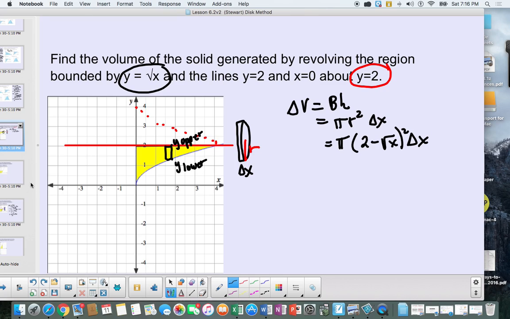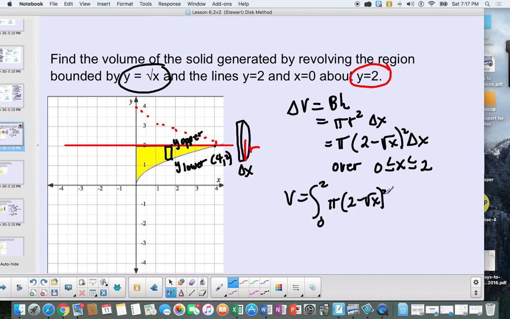Okay, I'm going to continue. So then this will be over x between, and it looks like it's between 0 and right here. At this point, we know this is the point (4, 2), so this will be 2, and my volume will be the integral from 0 to 2 of pi times 2 minus root x quantity squared delta x after I take the limit of the Riemann sum.